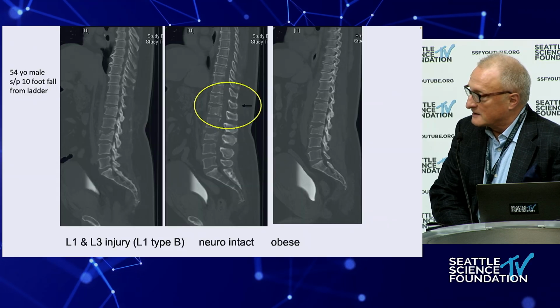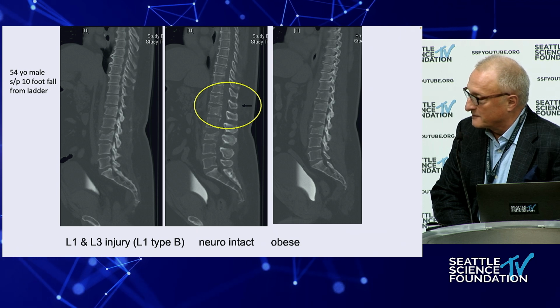So you start loading those facet joints. People have to hyperlordose caudal to it and then get foraminal stenosis. Very much like with flat fusion surgeries. Yeah, it's very common.